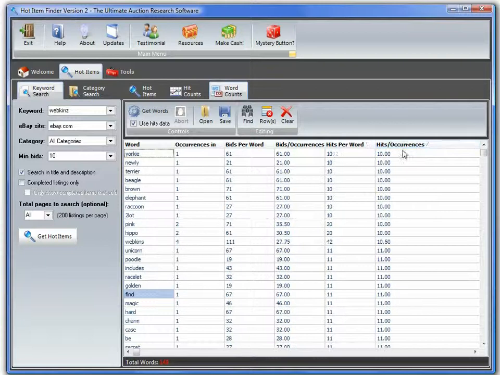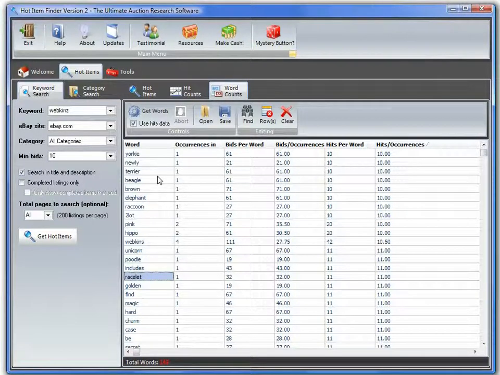But looking at these words again, you can see different words coming up that only occurred once, but there's a lot of hits for that particular word. There's Webkinz with the S there still. So you can see how important this word count tool can be for trying to come up with specific words to put in your auction titles.